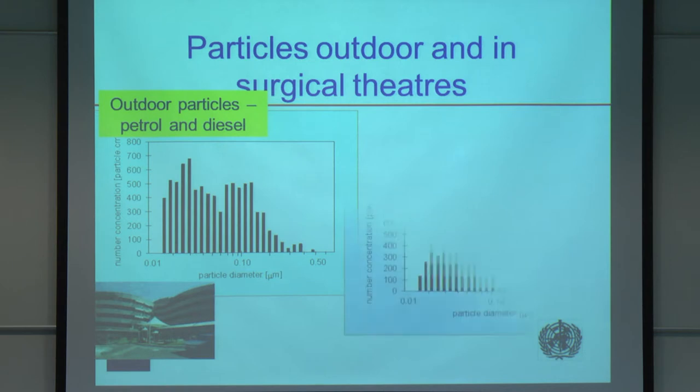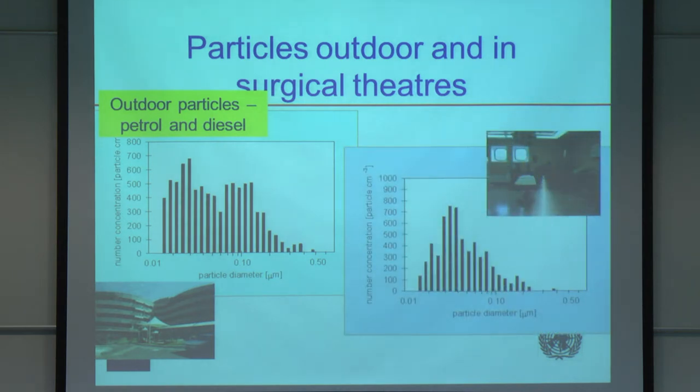So then we did measurements in the surgical theaters, and quite a number of them. And in all of them, we found this distribution, which points to the presence of a source which gives this almost monodisperse, well, not quite monodisperse, but it's one peak here, unimodal. So we searched for all possible sources. What are the sources in these surgical theaters? There were no surgical procedures occurring in any of them.